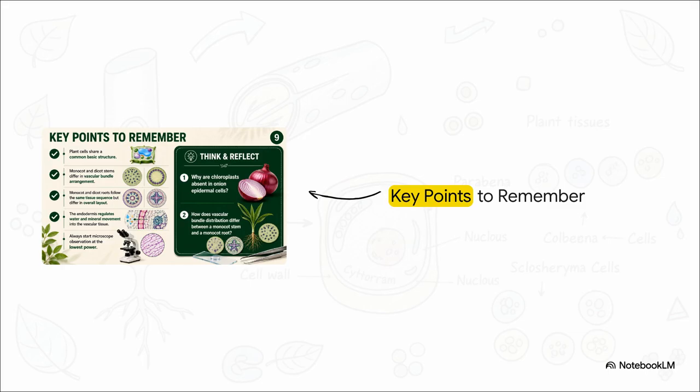All right, remember these structural differences, and a quick pro tip: always start your microscope observations at the lowest power. Now, before you head off to the laboratory, look at the Think and Reflect panel on screen. Ask yourself, why are chloroplasts absent in onion epidermal cells? And how does vascular bundle distribution differ between a monocot stem and a monocot root? Think deeply about these two questions. What do these tiny differences actually tell us about how these plants survive? Come prepared to discuss your answers in the practical. See you in the lab.